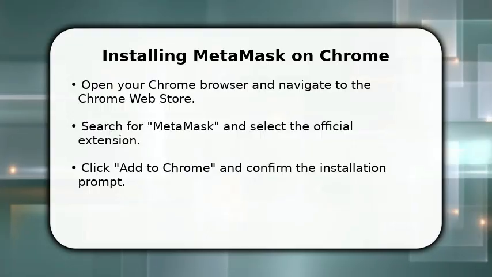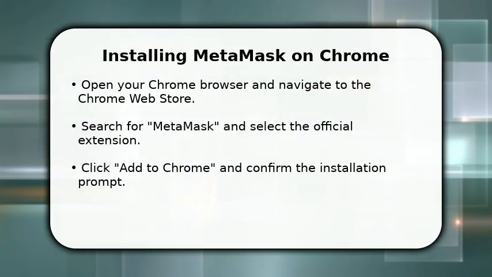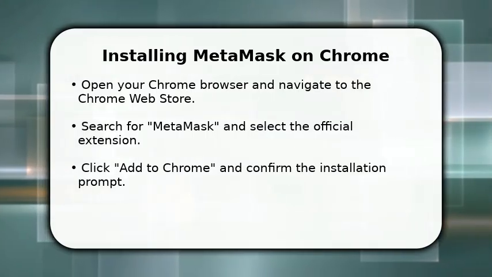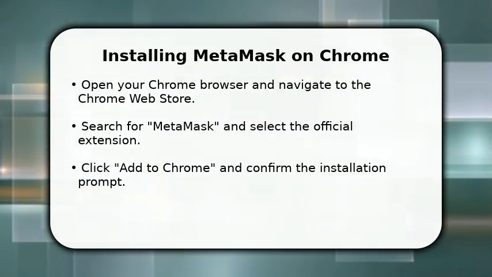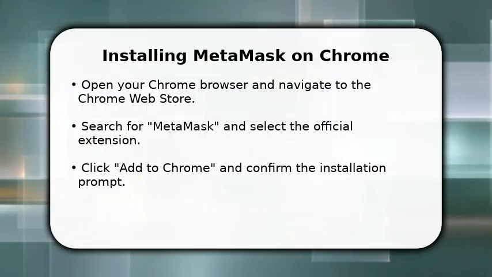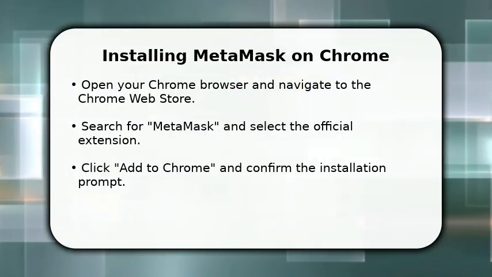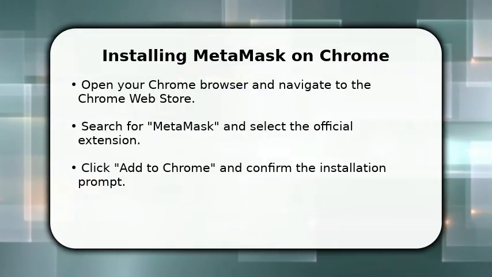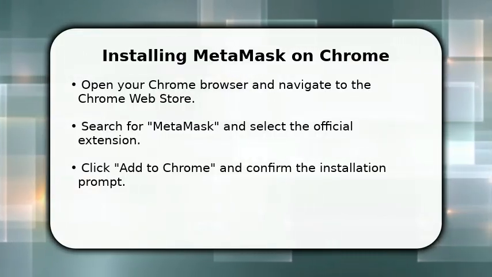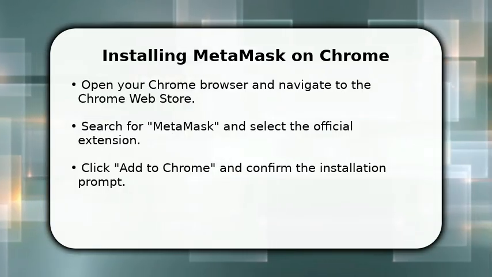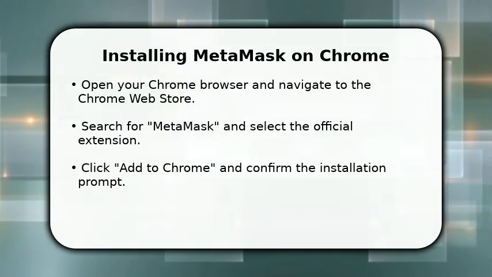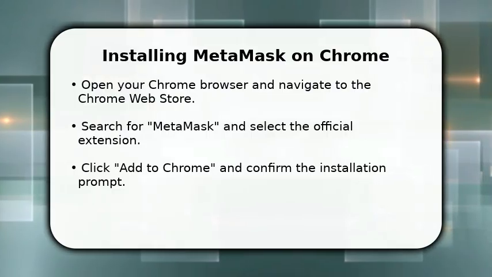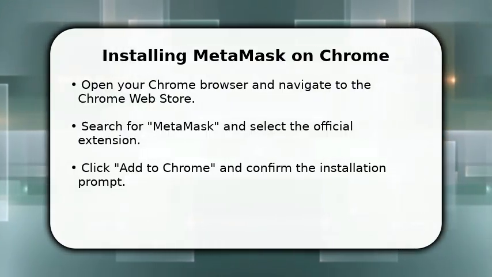Enjoy the video. In this video, I will show you how to set up the MetaMask extension on Chrome. First, open your Chrome browser and head over to the Chrome Web Store. Once there, use the search bar to find MetaMask. Make sure you select the official extension to ensure security. Click the Add to Chrome button, then confirm the installation when prompted. This will quickly add the wallet to your browser.